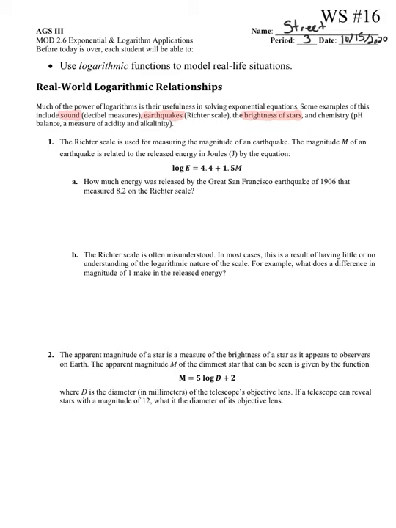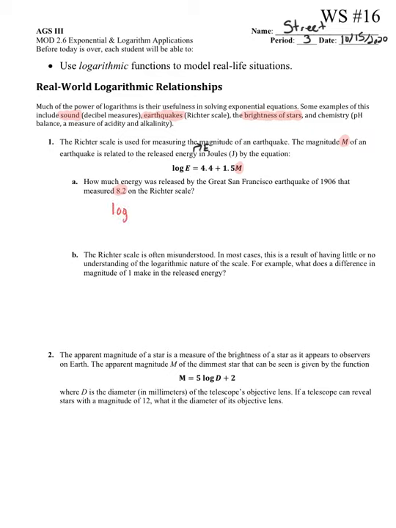Our first example, the Richter scale is used for measuring the magnitude of an earthquake. So the magnitude is M, and it's related to the released energy. The energy is the letter E in joules by the equation. Now, this first example says, how much energy was released by the Great San Francisco earthquake of 1906 that measured 8.2 magnitude on the Richter scale? So that 8.2 is our M value.